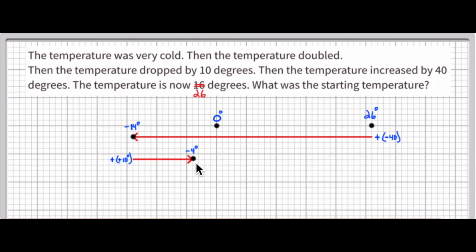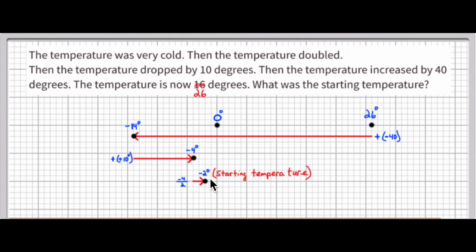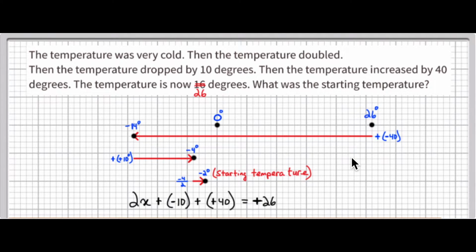And remember, the first step was that the temperature doubled. So negative 4 divided by 2 is equal to negative 2. So the starting temperature is at negative 2 degrees. And the algebra looks like this. 2 times the starting temperature, then the temperature dropped by 10 degrees, and then the temperature increased by 40 degrees, and that equals 26 degrees. Well, together, this is equal to 30 degrees, and you have to subtract that 30 degrees or add a negative 30 degrees to 26 degrees. That's negative 4. And 2 times some number, 2x is equal to negative 4. That means x is equal to negative 2.